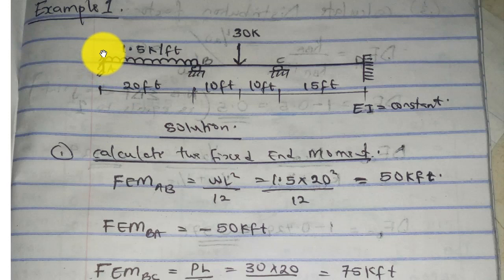This is a fixed support. We have a roller support here, a roller support here, and a fixed support here. And the method we are using is the moment distribution method, of course. The instruction given is that EI is constant. The distributed load here is 1.5, and so on. So the first step to do is what? You calculate the fixed end moment.